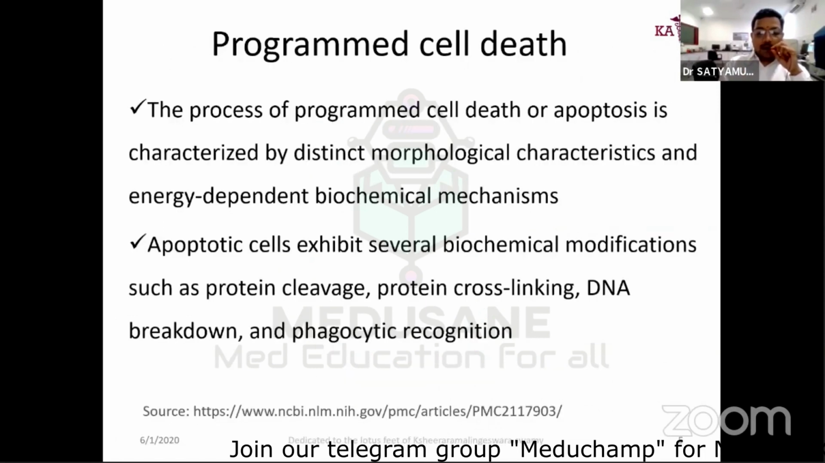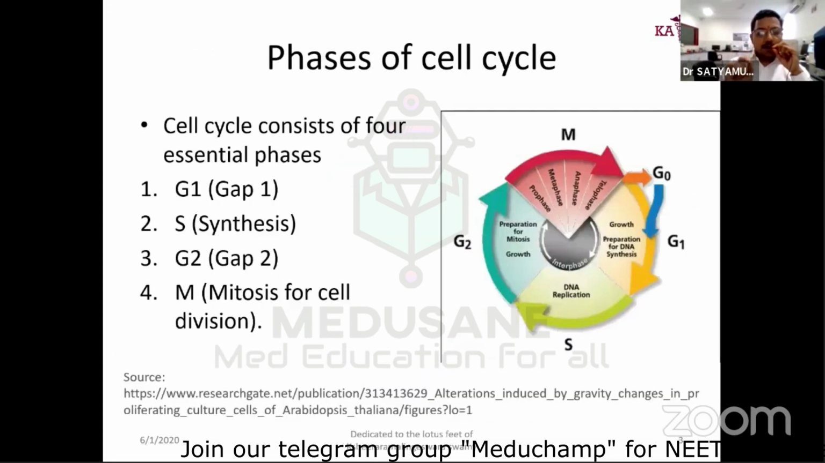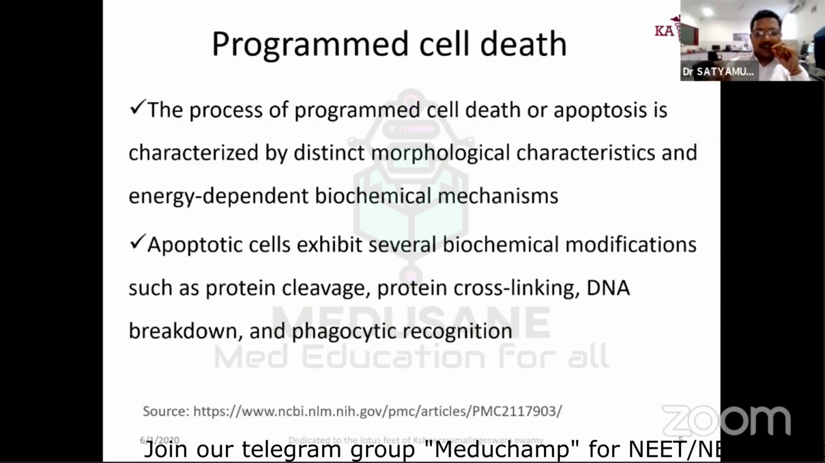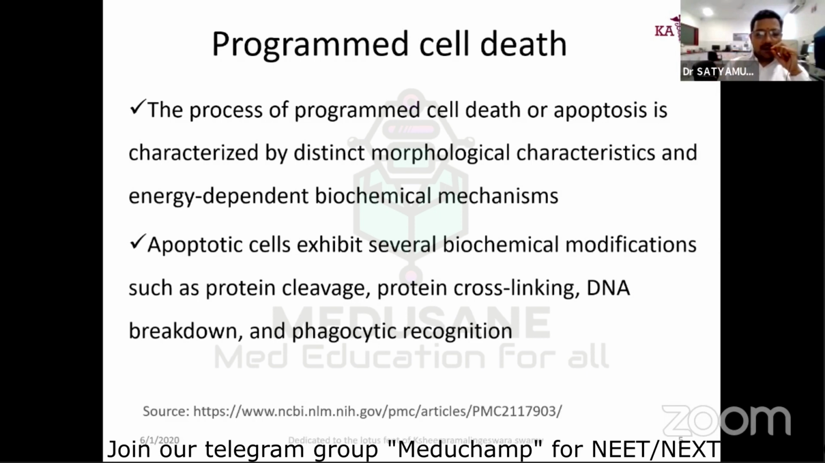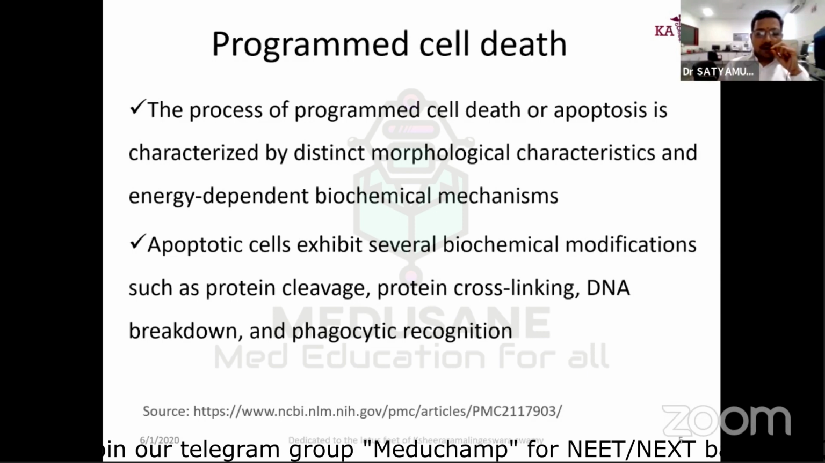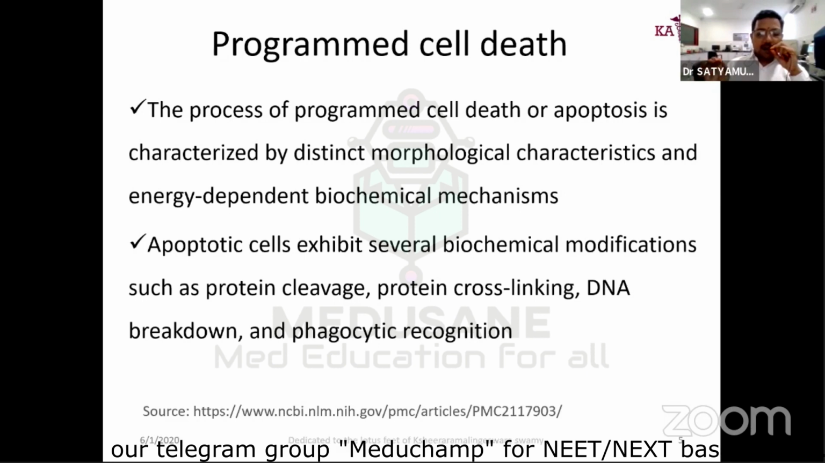And coming to programmed cell death, as I told you, if a cell is not properly moving through these cell cycle phases, where there is gap 1, synthesis and gap 2 phases, it is subjected to programmed cell death. And also any old or senescent cell in the body. Senescent means the cell is getting old and it's not able to perform its normal physiological functions. These cells go into a physiological process called programmed cell death or apoptosis, through some distinct biochemical mechanisms.